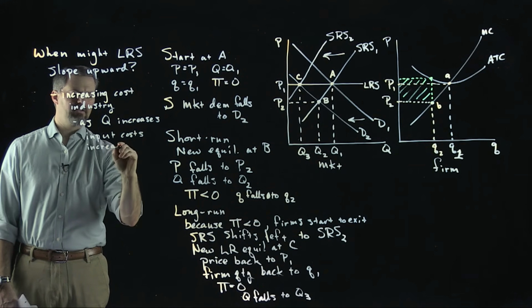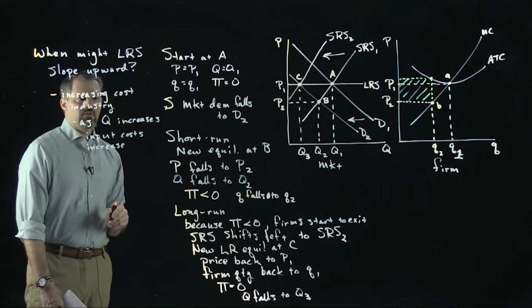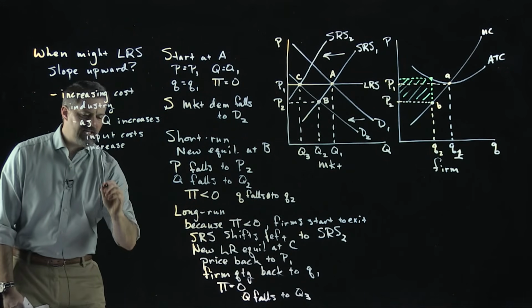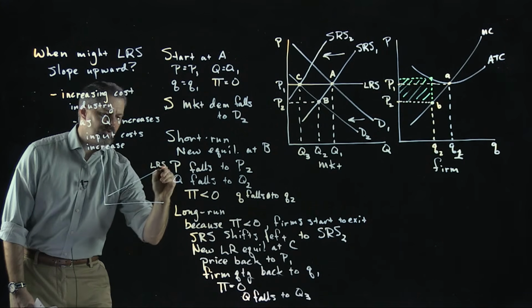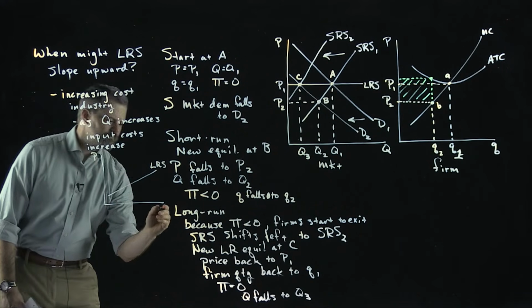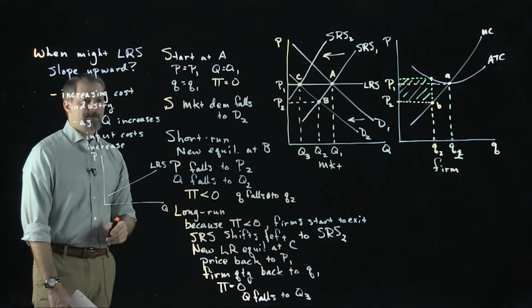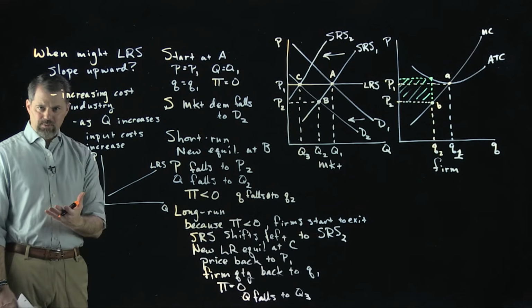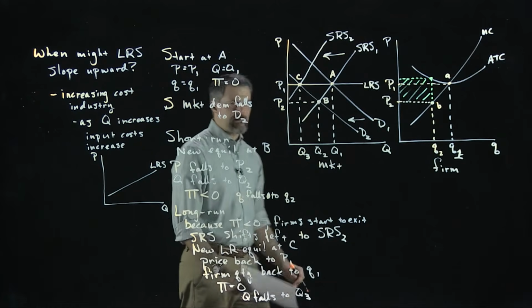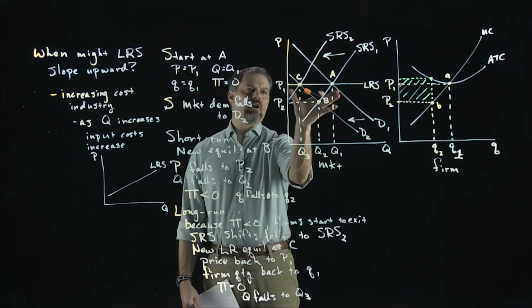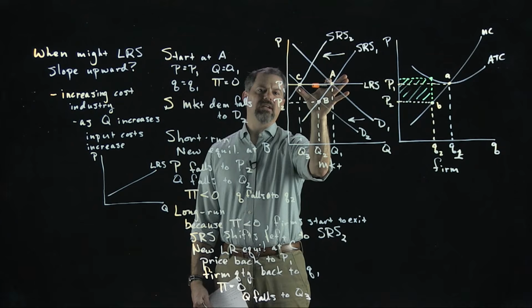Input costs increase. The result of that is you're going to have a long-run supply curve that is going to be upward sloping, which is more typical of what we think about a supply curve looking like. Okay? So instead of this long-run supply curve being horizontal, it would be upward sloping.